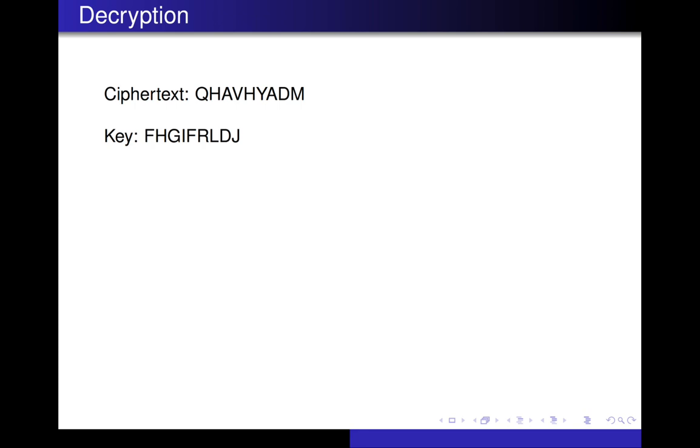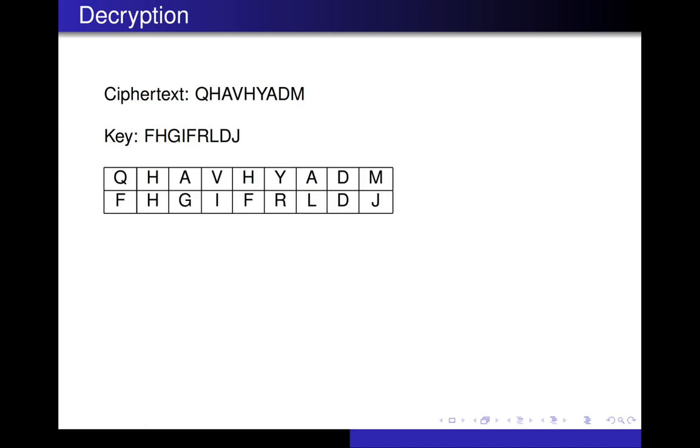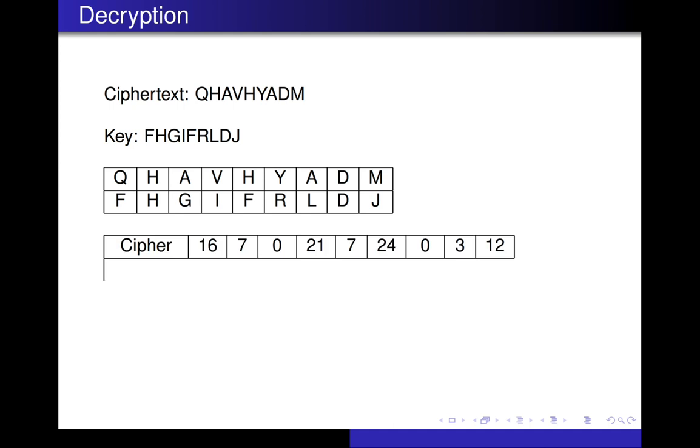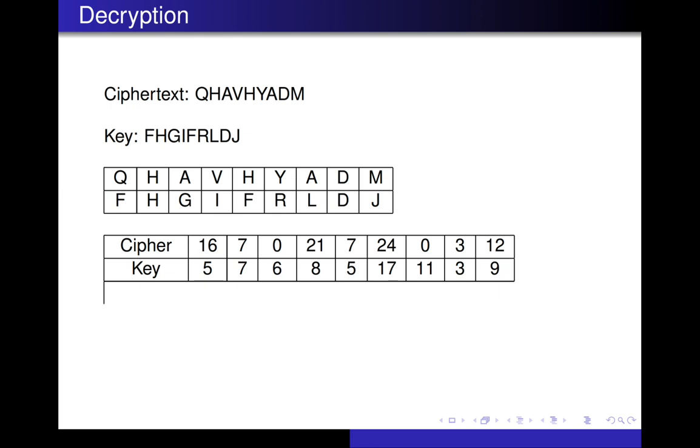If we want to do decryptions, let's say we have the ciphertext QHAVHYADM, and we have the key FHGIFRLDJ. Now, again, the key and the ciphertext happen to have the same length, so again, we're going to line them up, the ciphertext on the top and the key on the bottom. We're going to take the ciphertext and convert that into numbers. That's the 16, 7, 0, 21, 7, 24, 0, 3, and 12. We're going to do the same thing with the key.